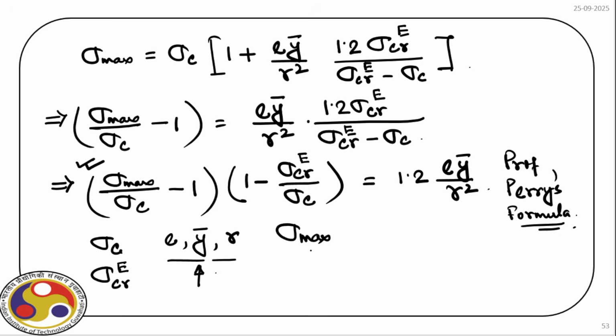This is very useful to find out the maximum compressive stress where we have contribution from direct compression as well as the buckling, right? And for a column with eccentric loading, right? This formula is used in different guidelines, and it is very useful to directly find out the sigma max.